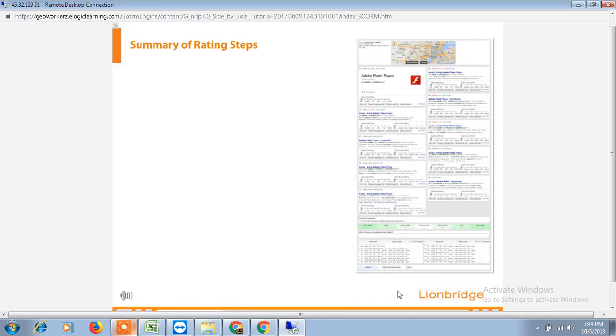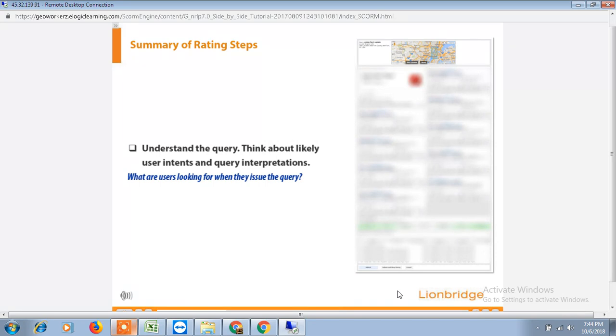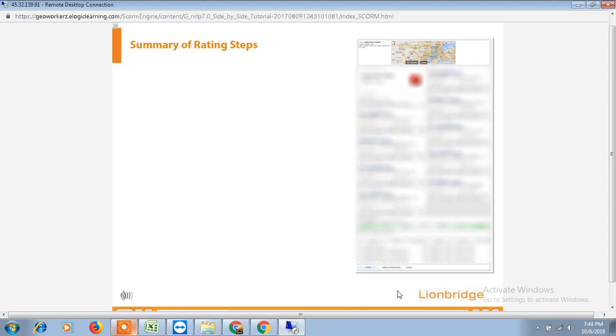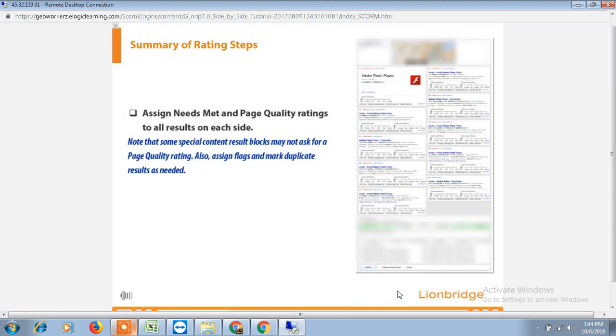Here is a rough outline of the steps you should follow when rating standard needs-met side-by-side tasks. Understand the query. Think about the likely user intents and query interpretations. What are users looking for when they issue the query? Assign needs-met and page quality ratings to all results on each side. Note that some special content result blocks may not ask for a page quality rating. Also, assign flags and mark duplicate results as needed.